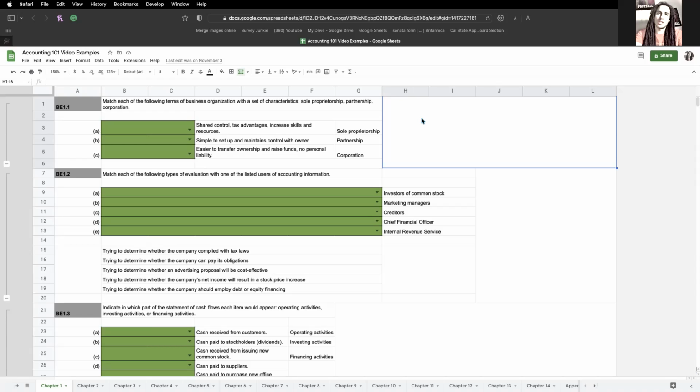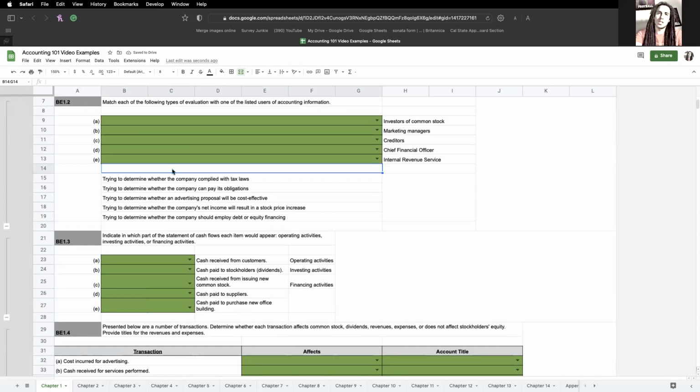Match each of the following terms of business organization with a set of characteristics: sole proprietorship, partnership, corporation. A. Shared control, tax advantages, increased skills and resources. This describes a partnership. Simple to set up and maintains control with the owner. That's the sole proprietorship. Easier to transfer ownership and raise funds, no personal liability. That's a characteristic of a corporation.